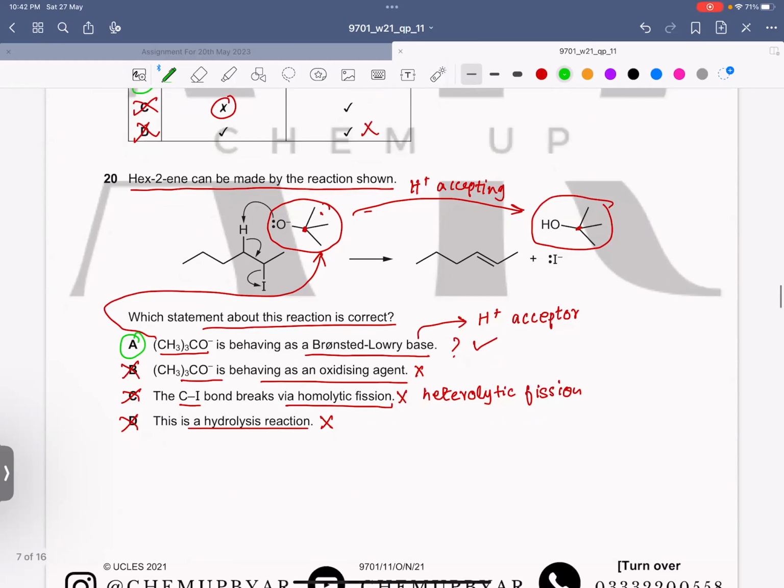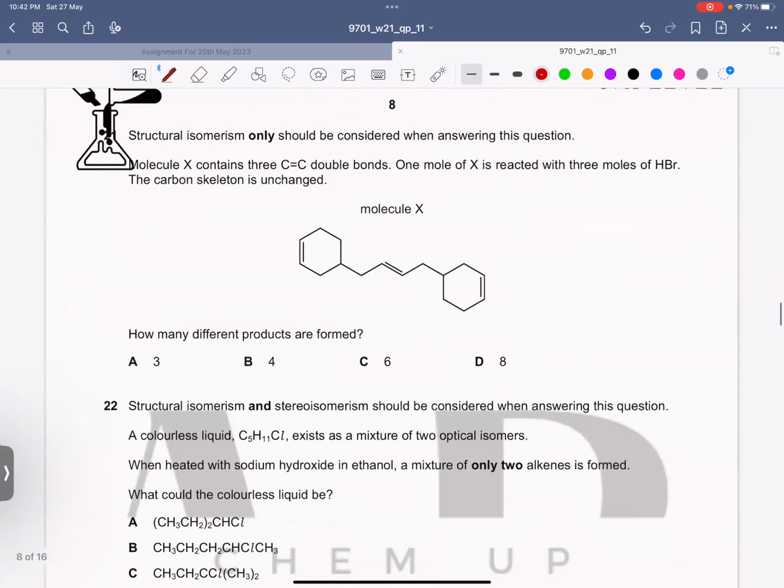Okay. Now question number 21. Structural isomers only should be considered when answering this question. Okay. Molecule X contains 3 carbon-carbon double bonds. 1 mole of X is reacted with 3 moles of HBr. The carbon skeleton is unchanged. How many different products are formed? Okay. So what would be the possibility of the different products? Let's have a look.